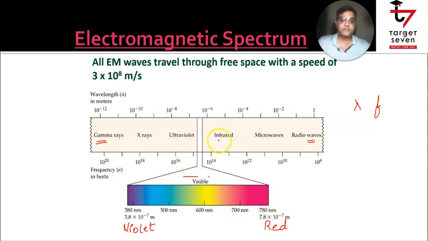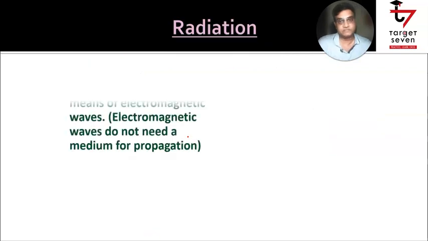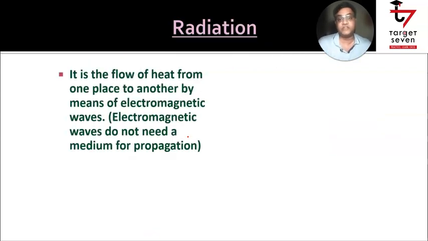After the visible light spectrum comes the infrared radiation, and this is what is of interest to us because it is this infrared radiation which is responsible for the transfer of heat. We need to understand again here that infrared radiation is given out by any substance whose temperature is greater than 0 Kelvin. That is what is being written here. It is the flow of heat from one place to another by means of electromagnetic waves.